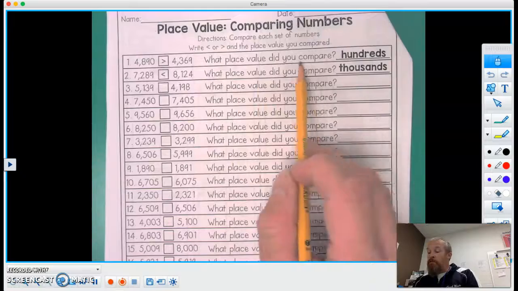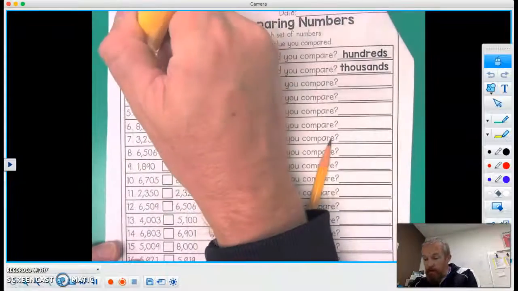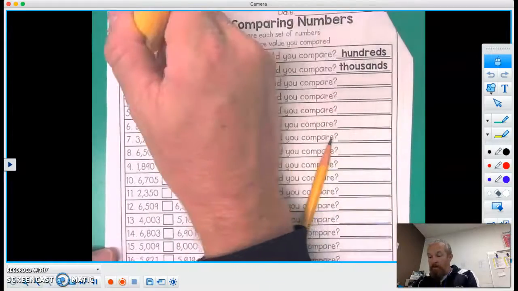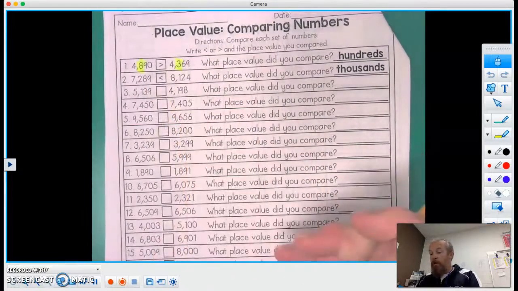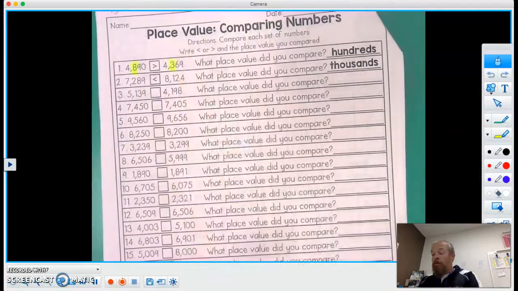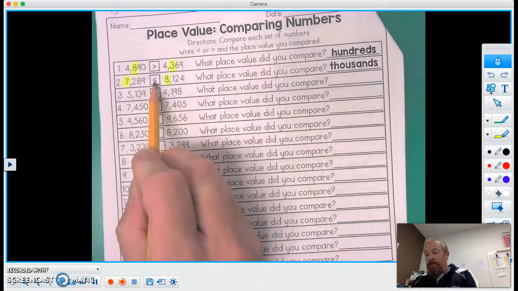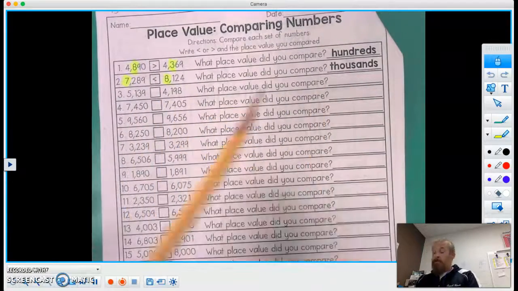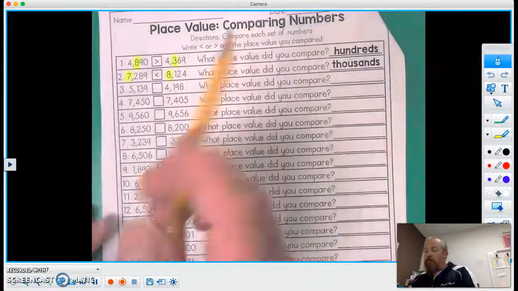The place value did you compare? It says hundreds. Okay, so they compared these two numbers, and we notice that 8 is greater than 3. The next one, we looked at 7 compared to 8. 7 is less than 8. So we always start on the left with the largest place, as long as there's the same number of digits, right? Okay.